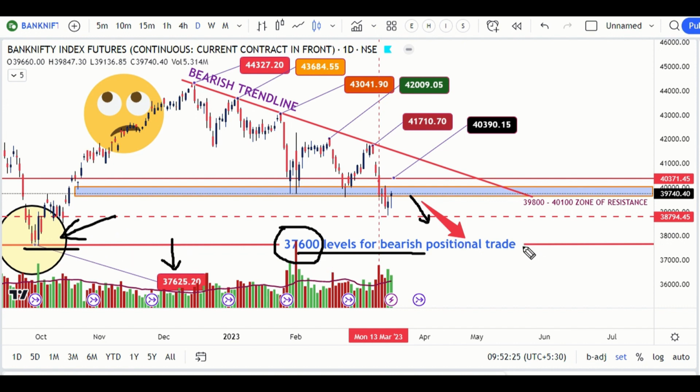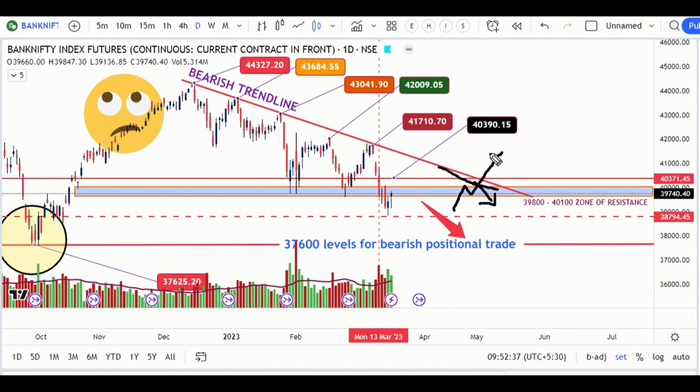Dear friends, till the time Bank Nifty sustains below this bearish trend line, we will witness more correction in the market. My view will become invalid only when Bank Nifty reverses and gives a closing on daily closing basis above 41,200 levels. So, the major trend of the market is bearish, and as per the teachings of technical analysis, we always trade in the direction of the major market trend. So friends, I will maintain a bearish view for the next few weeks as per the levels of the trade shared.